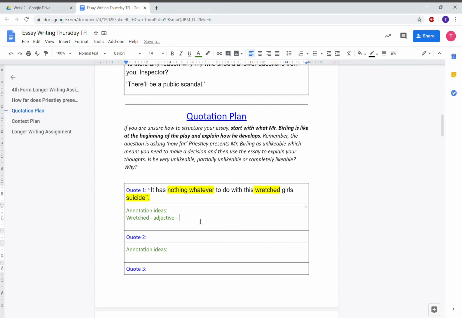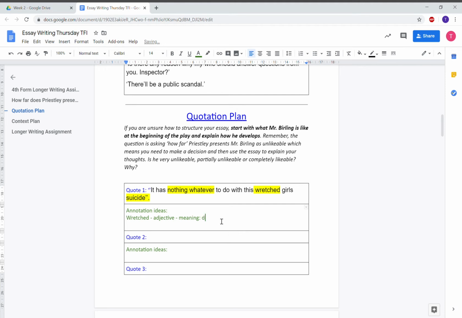If you don't know what the word type is of the particular word that you're zooming in on, Google's your friend. If you've got internet access, then just Google whatever word you're looking for. Let's say, for example, it was jolly. Just Google jolly definition. It will tell you the definition, but it will also tell you what word type it is, okay? So wretched is an adjective, and next I'm going to unpack its meaning.